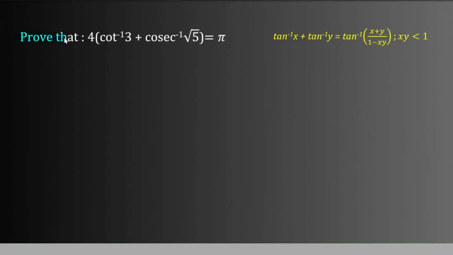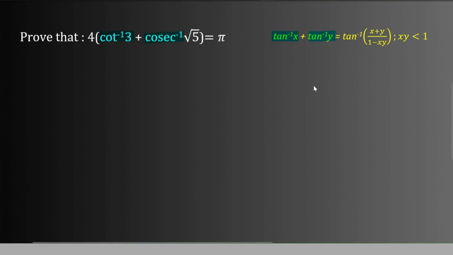Now in this question we need to prove that 4 times cot inverse root 3 plus cosec inverse under root 5 is equal to pi. To do so we are going to use this relation: tan inverse x plus tan inverse y is equal to tan inverse of (x plus y) over (1 minus xy). The condition is that the product xy should be less than 1. One thing is clear, that we need to convert cot inverse into tan inverse, and so is cosec inverse into tan inverse.